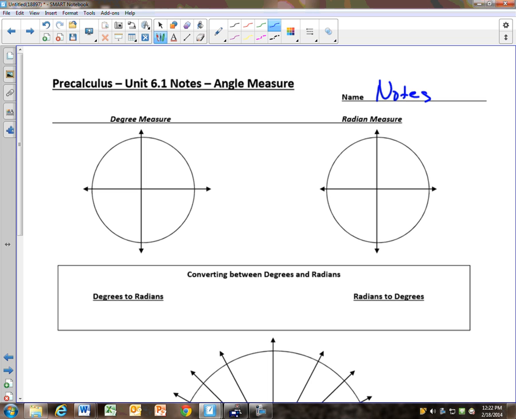All right, degree measure. How many degrees in a circle? 360. So we use that little symbol up top. We call it a degree symbol. There's 360 of them in a circle. Why do you think they divided a circle up into 360?